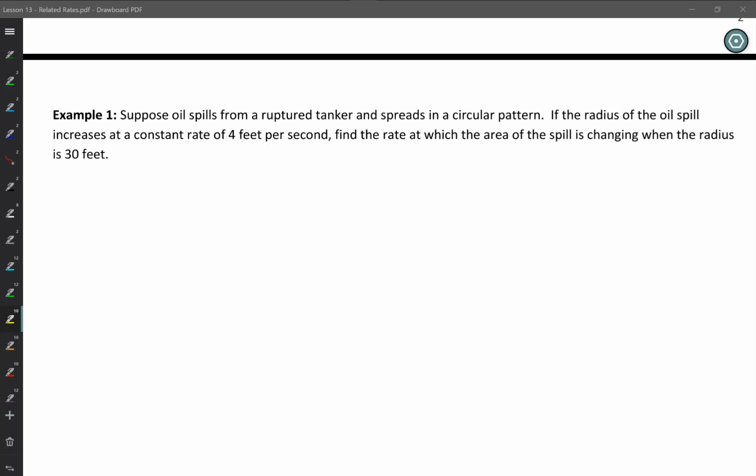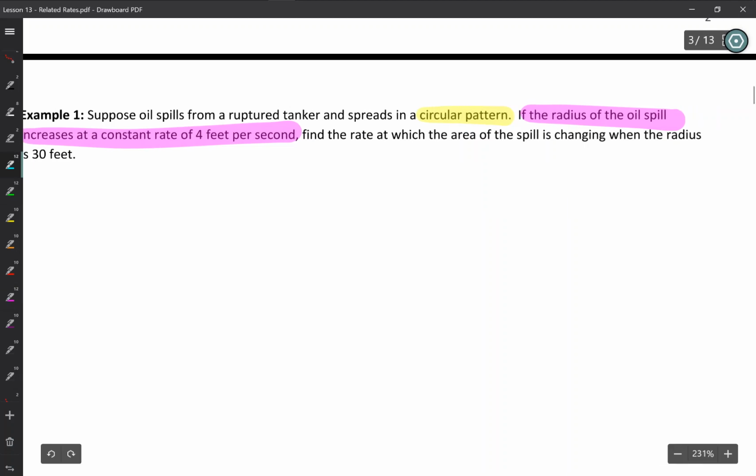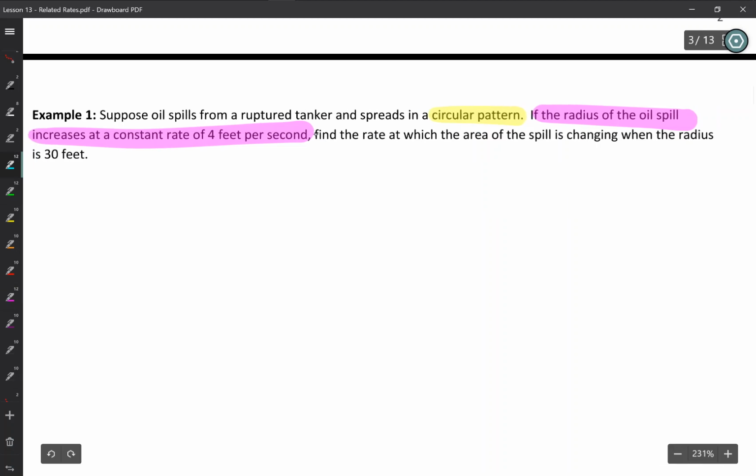Okay, so let's do our first related rate problem. Suppose oil spills from a ruptured tanker and spreads in a circular pattern. If the radius of the oil spill increases at a constant rate of 4 feet per second, find the rate at which the area of the spill is changing when the radius is 30 feet.